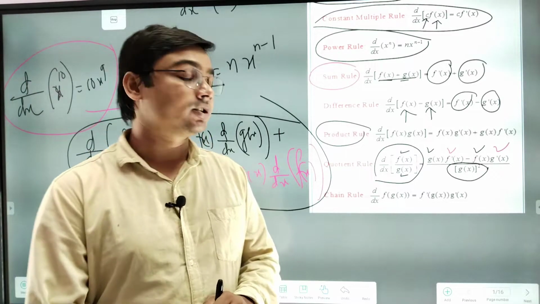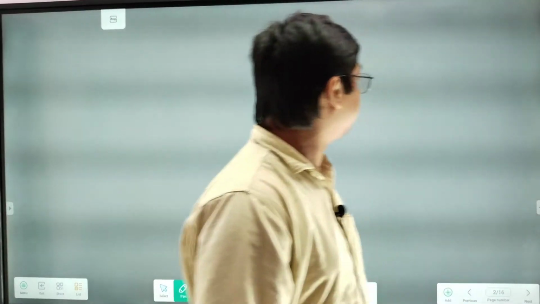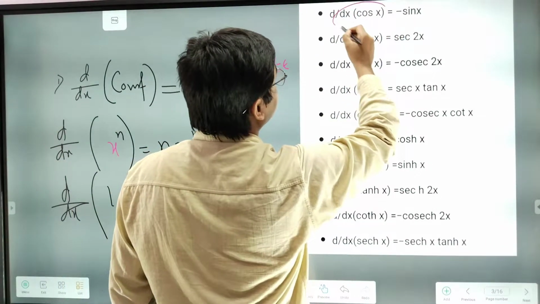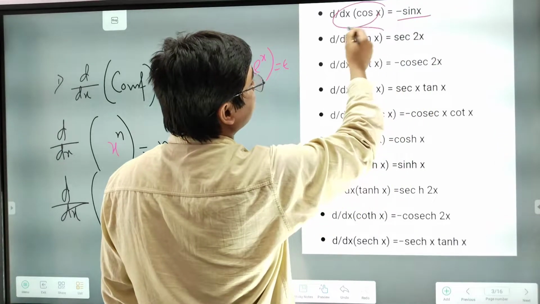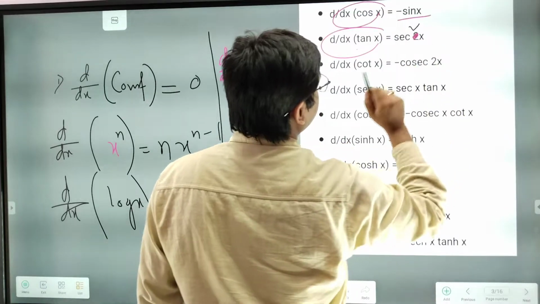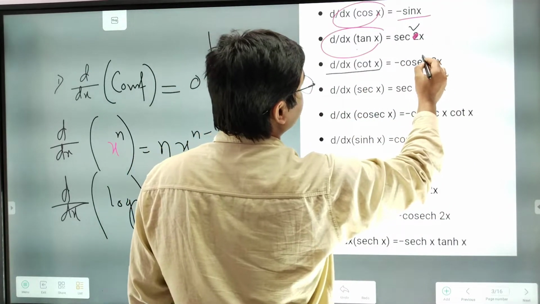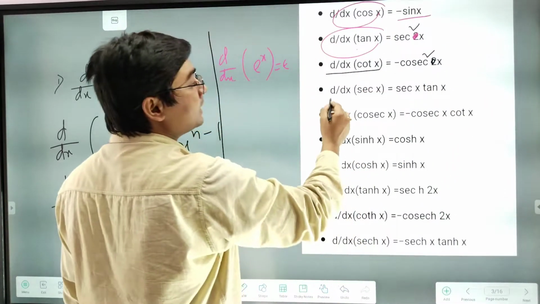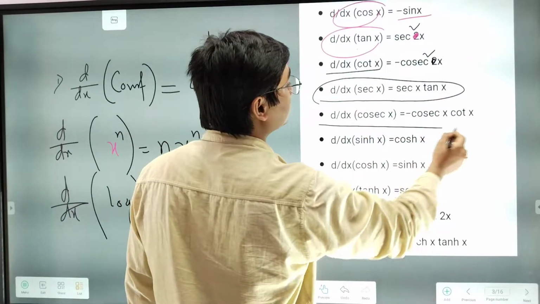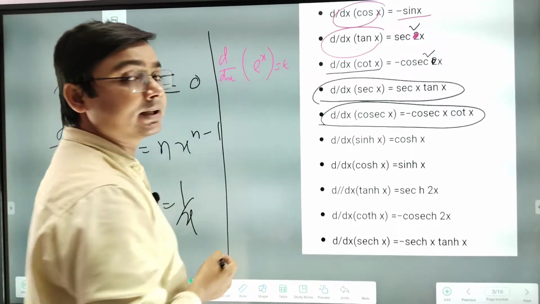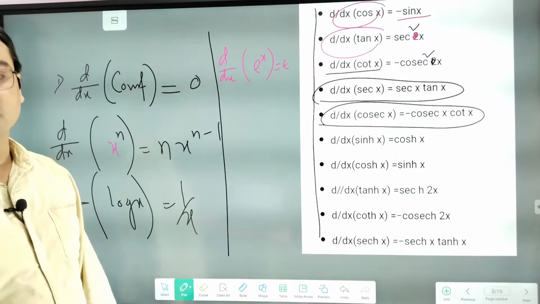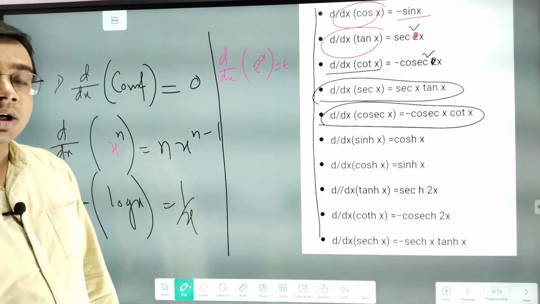higher order differentiation. Okay. And also you see trigonometric functions are also there, like the derivative of cos x is nothing but minus sin x, the derivative of tan x will be sec square x. Yes, this is sec square x. The derivative of cot x will be minus cosec square x. The derivative of sec x is sec x tan x. Yes, the derivative of cosec x is minus cosec x cot x. Yes, these are the derivatives of trigonometric functions. Yes, just you remember these derivatives.